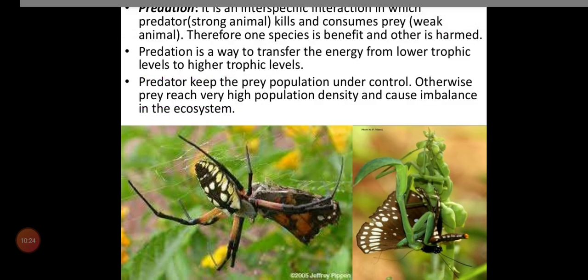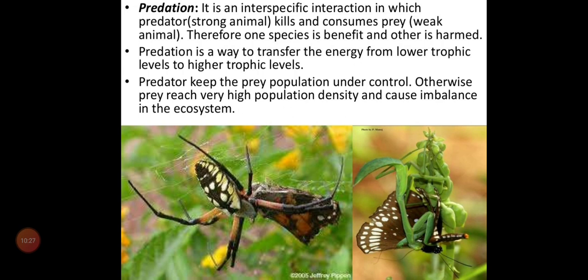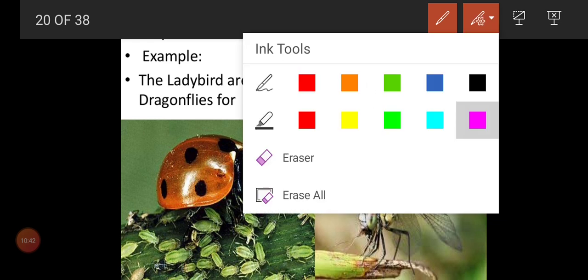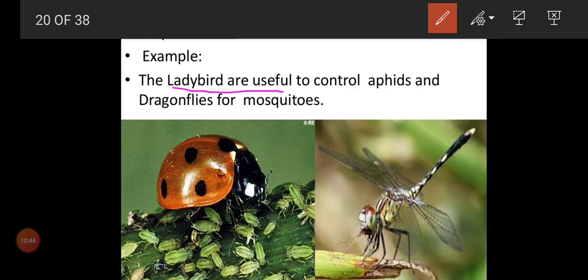I think that's all about predation. Next we'll move on to the next slide. This is another example. Sometimes predators are used as biological control for pests. Imagine, that's what I told you, to control one population. That might be anything. For example, here the ladybird is useful to control aphids.